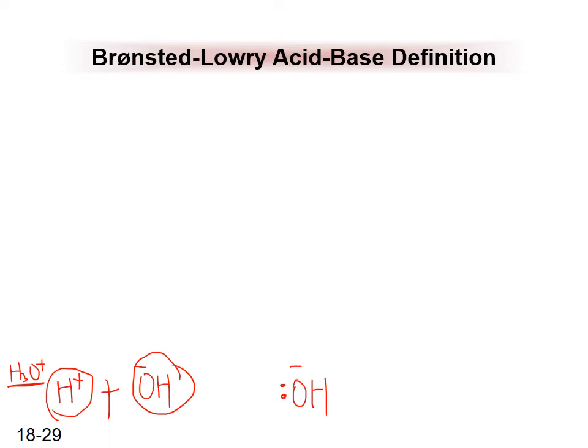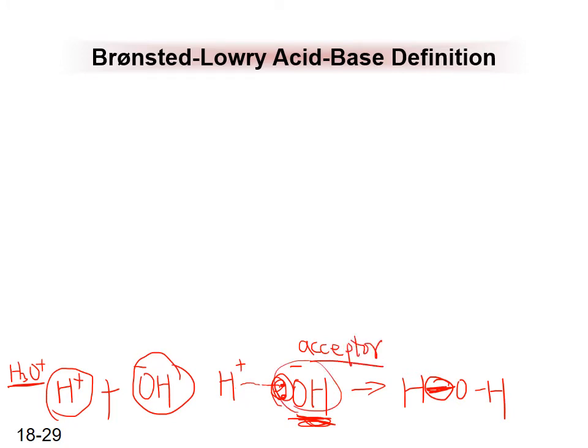Oxygen has a lone pair electron, hydrogen has no electron. So what happens is the lone pair electron goes between hydrogen and oxygen and forms a new oxygen-hydrogen bond. So this bond is due to this lone pair electron. In that sense, we can say this hydroxide is a proton acceptor. So hydroxide is a proton acceptor. To accept a proton forms water, and that's the base.